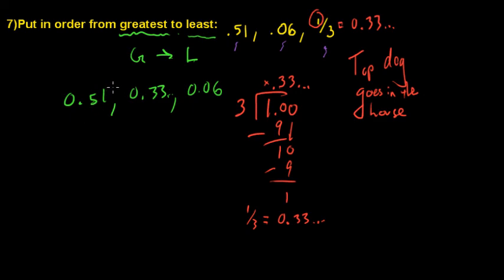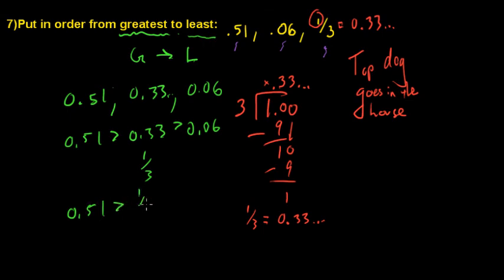Another way you could write this is that 0 and 51 hundredths is greater than 0 and 33 hundredths, which is greater than 0 and 6 hundredths. This is also representing a third. So you could write it like this: a third is greater than 0 and 6 hundredths.